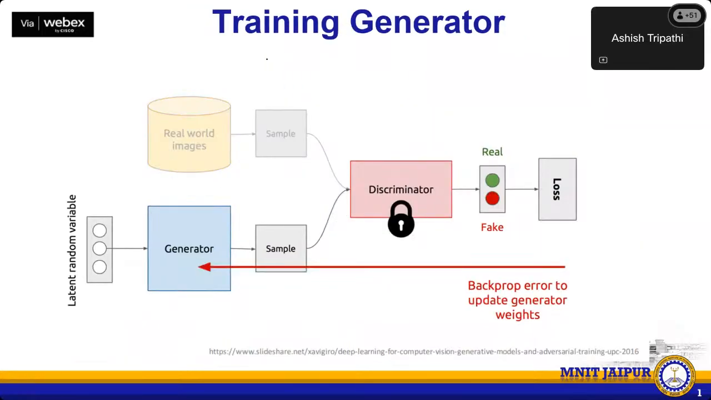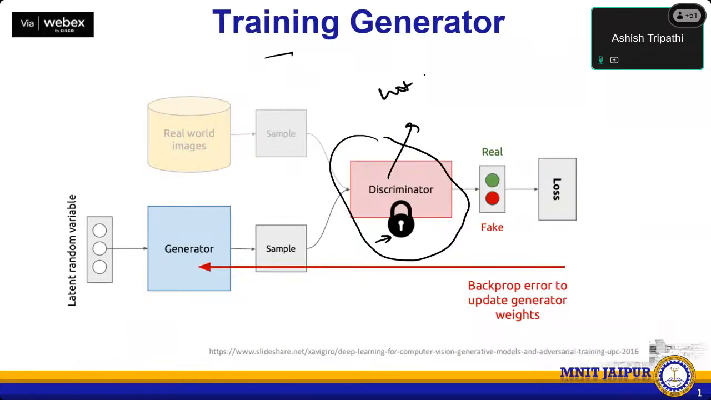Now coming to the training of the generator, here we can see that we have locked the discriminator. What we are doing is locking the discriminator and training the generator. So what locking the discriminator means is we are not training the discriminator at this time. Not training D at this time means we have assumed that D is trained enough. Now the generator will give a sample.